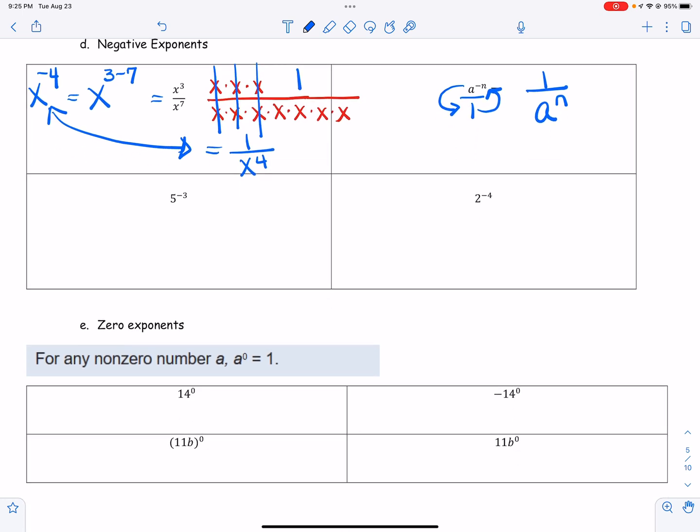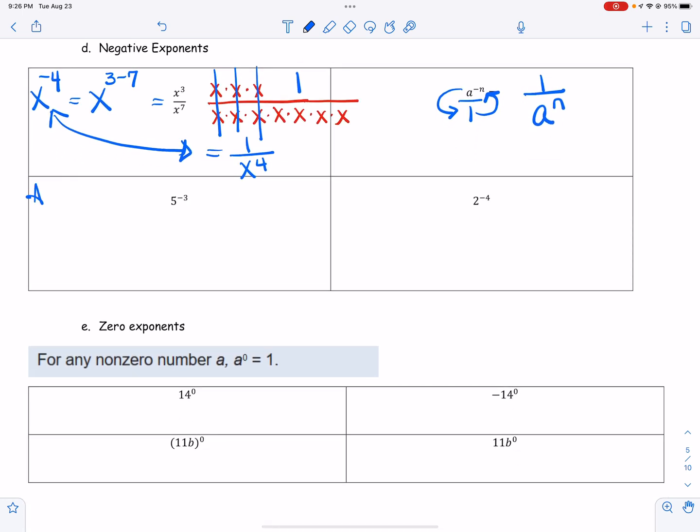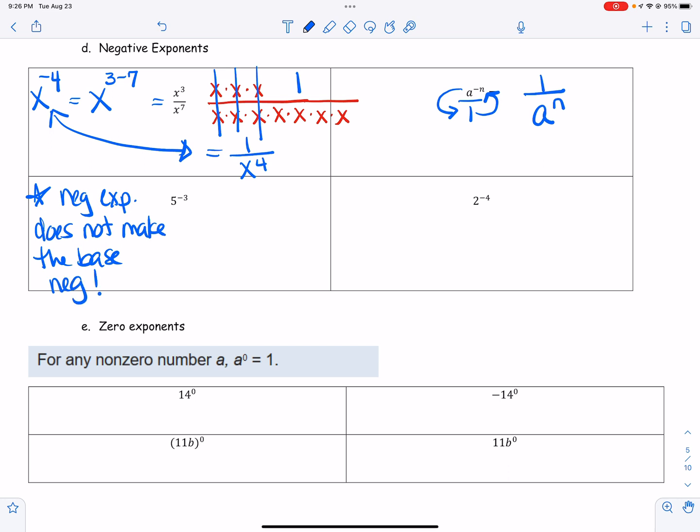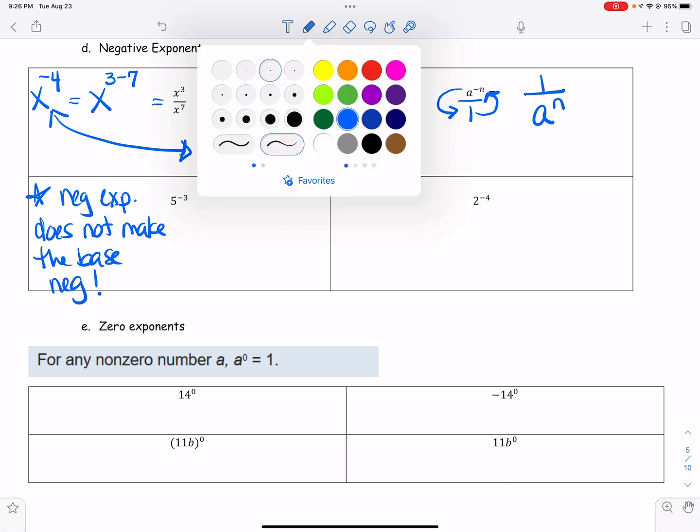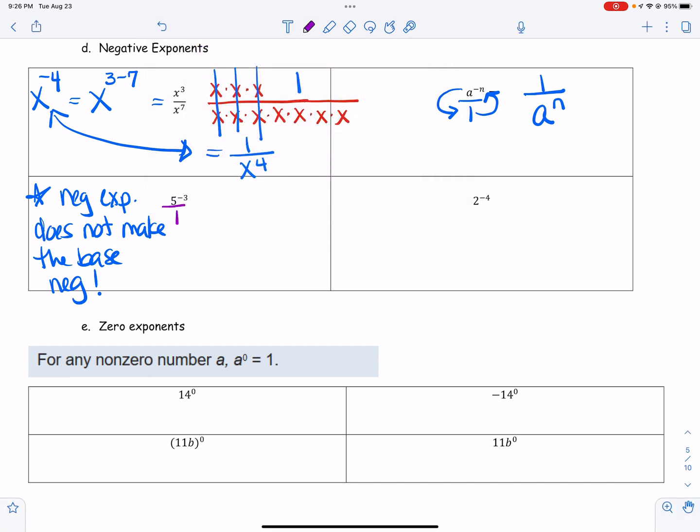So what you're going to be expected to do is this. Notice a negative exponent does not make the base negative, okay? That happens all the time. Students think that negative exponent is going to take that 5 and make it negative. But what I want you to think of is this. Write a 1. This is going to go downstairs and become positive. This is going to come upstairs. So 1 over 5 to the third. And then that would be simplified as 1 over 125.